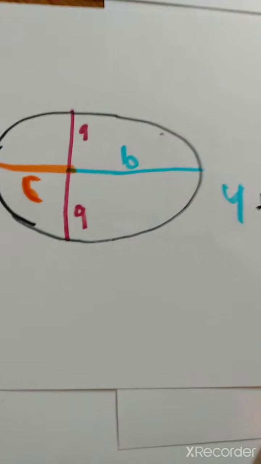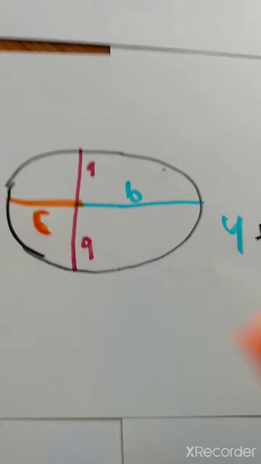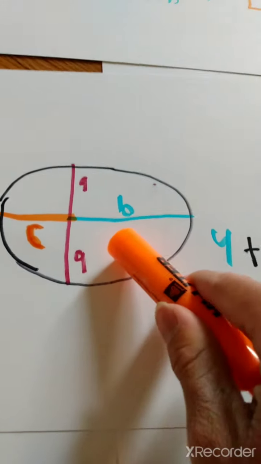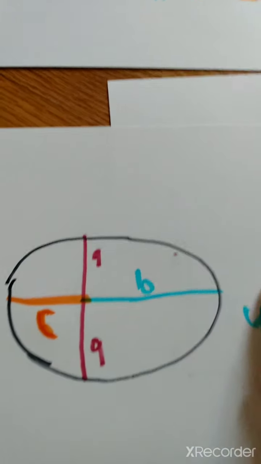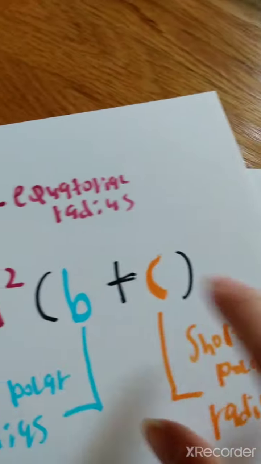Here's an example. So this is a diagram of an egg, and it has a picture of where all the lines of the formula are being placed in. So the A represents the equatorial radius.